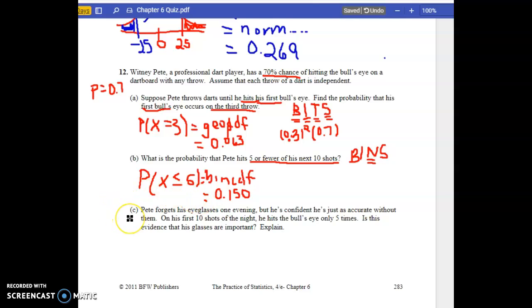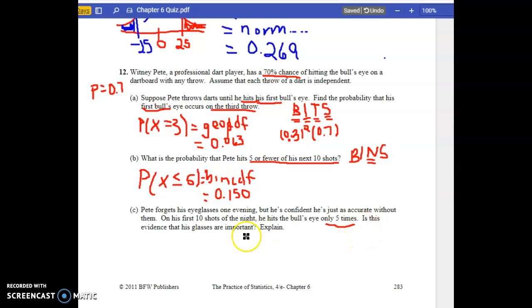And that ties in with part C. So part C, Pete forgets his glasses one evening. He's confident he's just as accurate without them. On his first 10 shots of the night, he hits the bullseye only 5 times. So some of you did a binom PDF with 5, and that's fine. You end up with the same conclusion.